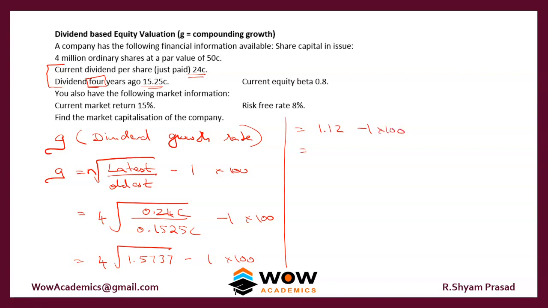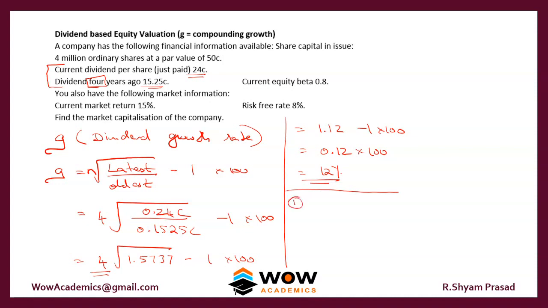So that means the answer is 0.12 into 100. So the answer should be 12%. Okay. So the growth in dividend is 12%. So how did we take this root? To take this root in a scientific calculator, these are the steps that you have to follow.